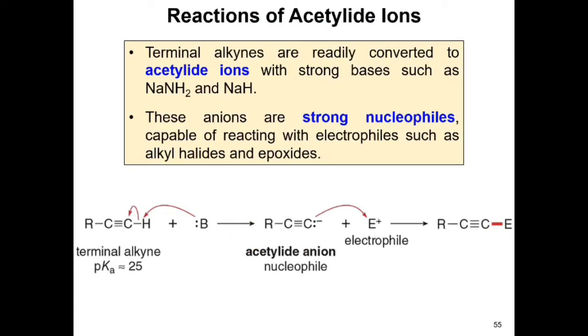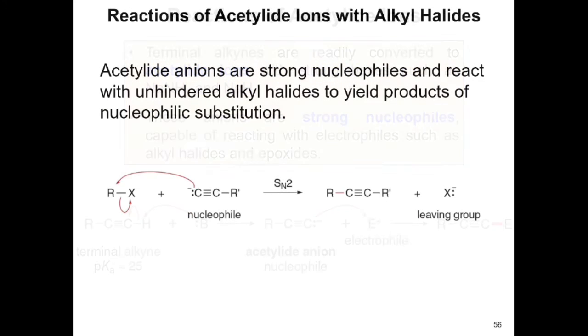So terminal alkynes are considered acidic because they contain an sp hybridized carbon to hydrogen bond. And so when they react with a strong base, this hydrogen atom gets deprotonated, which results in the formation of an acetylide anion. And this acetylide anion is considered a strong nucleophile capable of reacting with electrophiles like alkyl halides and epoxides. Since acetylide ions are considered strong nucleophiles, they react via SN2 mechanism.